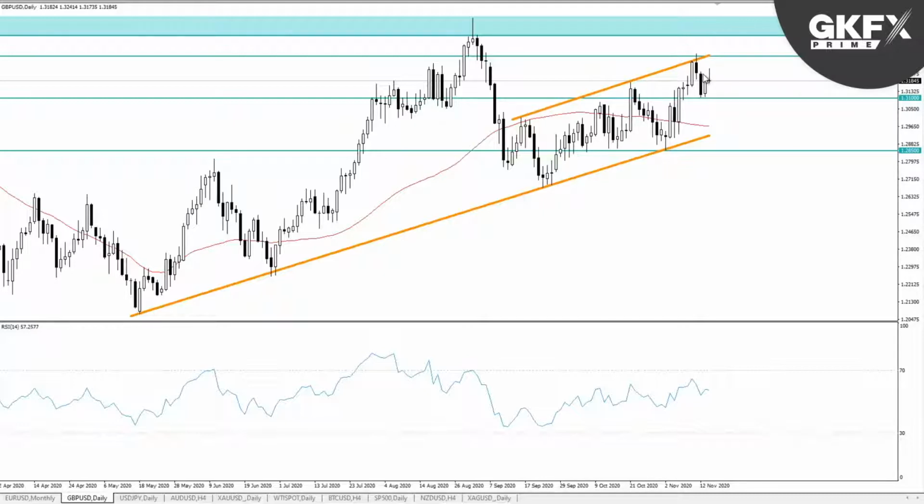Pullback from 133, pretty perfectly. 200 pips down to 131, and now we're attempting a little rebound again. So the general idea here is that we're uptrending, and we want to be in the direction of the uptrend.